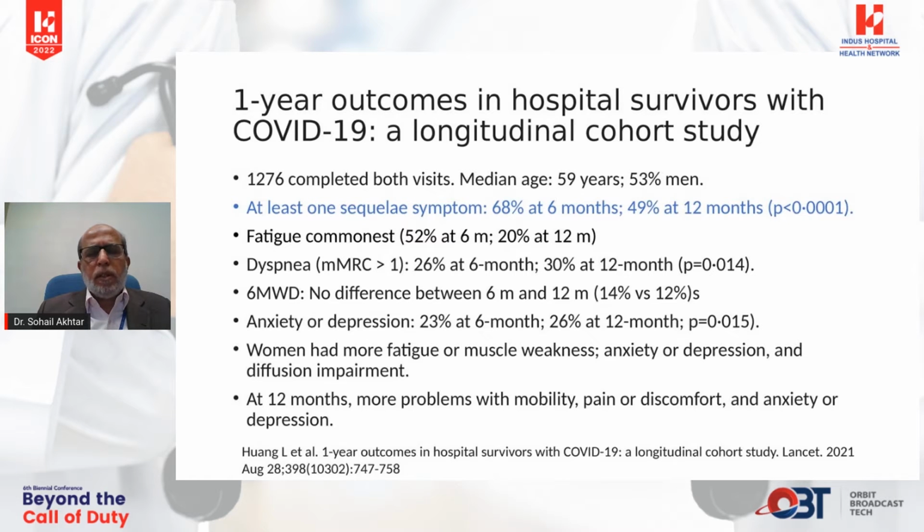Anxiety or depression, we've seen quite a lot of patients. Obviously, the reasons we are all aware of: spending some time in isolation, fear of disease, symptoms, hospitalization, etc. So 23% of patients had anxiety or depression at 6 months. So a lot of residual problems. Gender-wise, women had more fatigue or muscle weakness, anxiety or depression, and diffusion impairment. And at 12 months, there were more problems with musculoskeletal issues and some anxiety or depression.